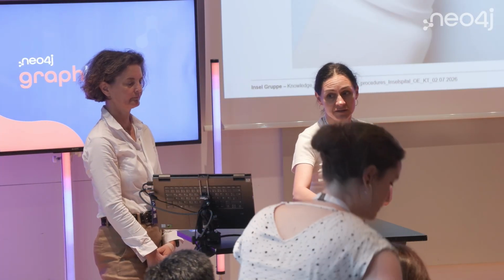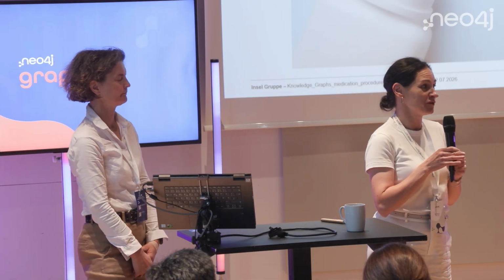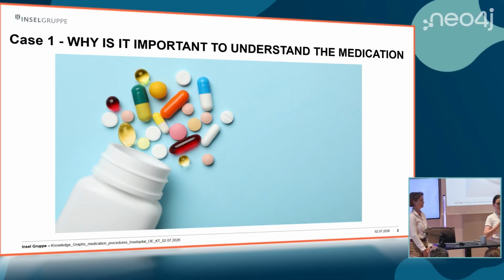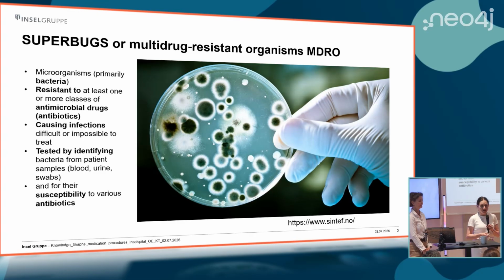The first case is about drugs. I'm unfortunately from the pharmaceutical people, so it's a bit of a no-brainer. Of course we need medication and we need to understand how we use it in a hospital. This case is about multi-drug resistant organisms. It's a huge problem in hospitals. We are facing a lot of resistance. We had one big outbreak 6 years ago with vancomycin resistant enterococci. So it's a real problem.